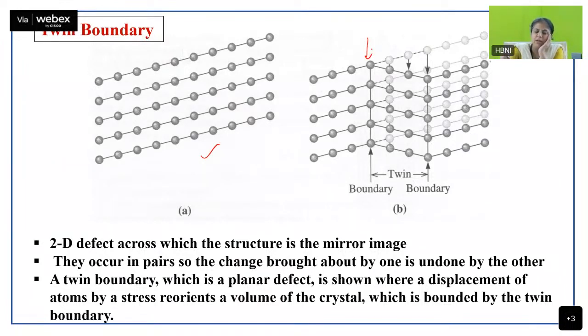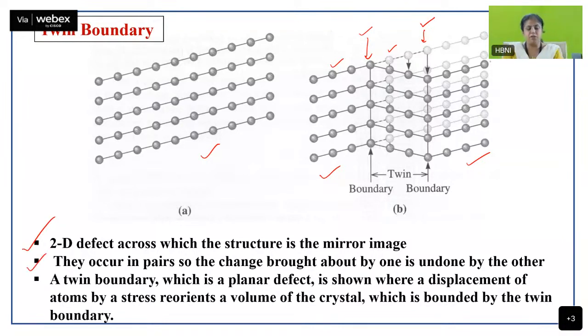This is one twin boundary. So if you can imagine this, actually this crystal structure on the right hand side is the mirror image of this, but then the other part of the twin boundary always occurs in pairs. That is why they are called twin boundaries, right? It undoes the change which was brought about. This particular line undoes the change brought about by this line, and now the crystal structure kind of continues. Okay, so twin boundary by definition is a 2D defect across which the structure is the mirror image.